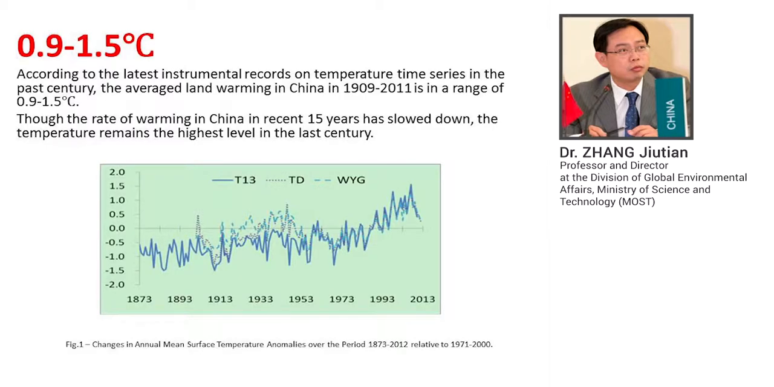For the temperature, for the warming, according to the latest records on the temperature time series in China, in the past century, the average land warming is about 0.9 to 1.5 degrees. This is higher than the global level indicated in the IPCC AR5.